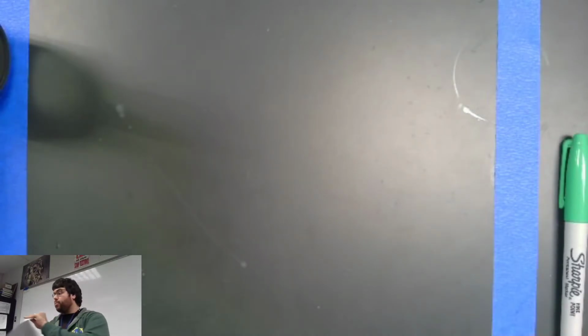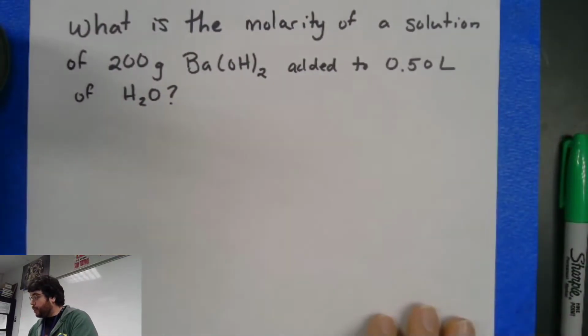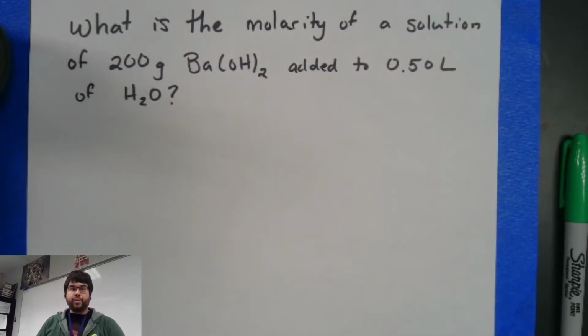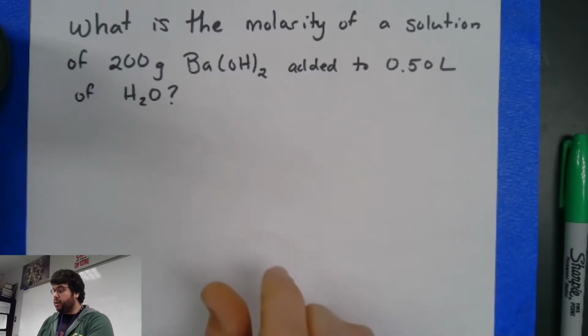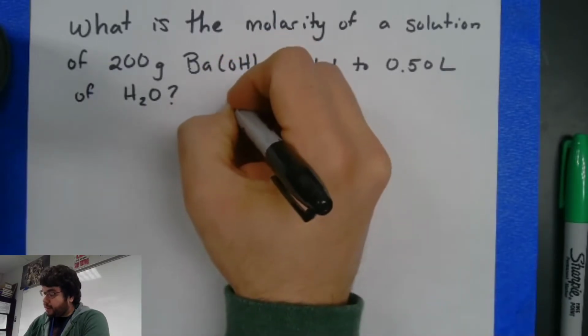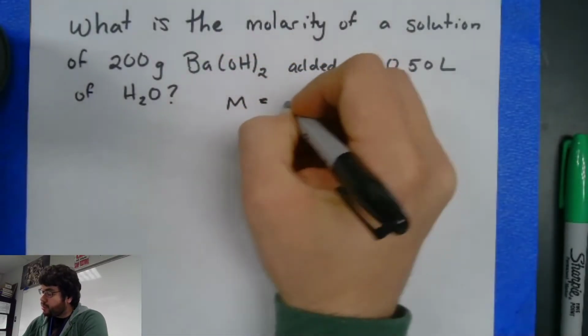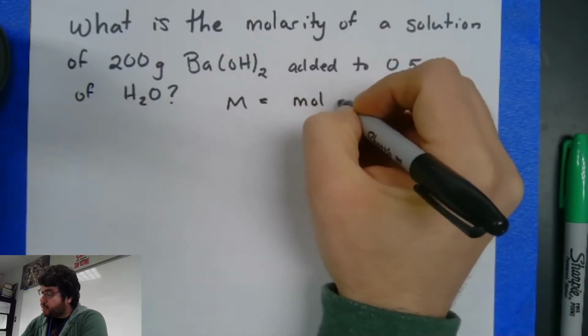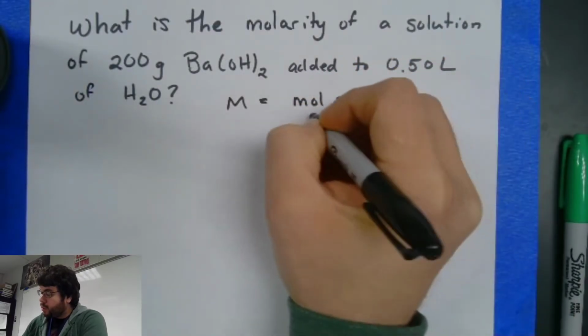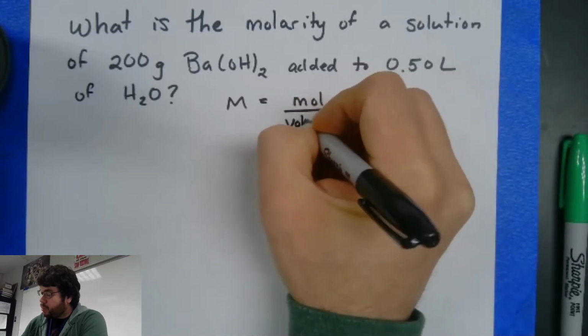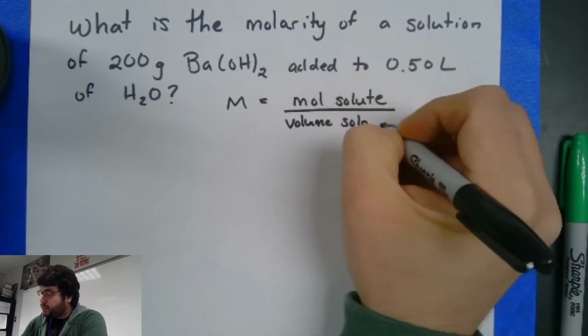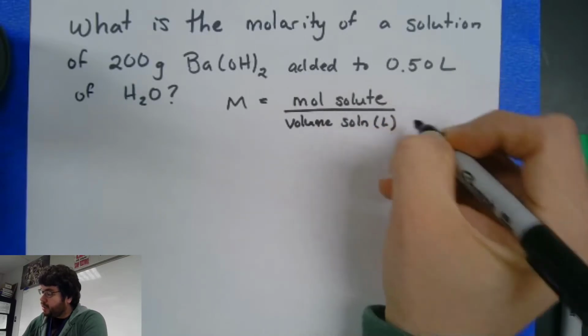Let's go ahead and do some problems with this, just so we understand how to do it. And we'll do these together. So the first question here is, what is the molarity of a solution of 200 grams of barium hydroxide added to 0.50 liters of water? Okay, so what we're going to do here is figure out the molarity, and we have to remember our equation. Remember, molarity is equal to the number of moles of solute divided by the volume of the solution, SOLN for solution, in liters.